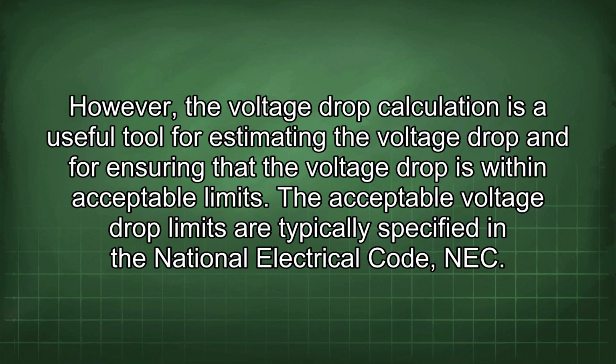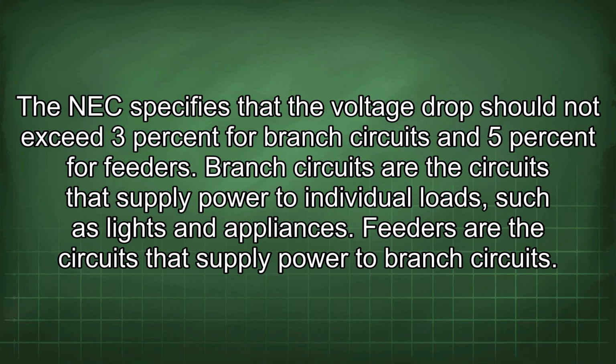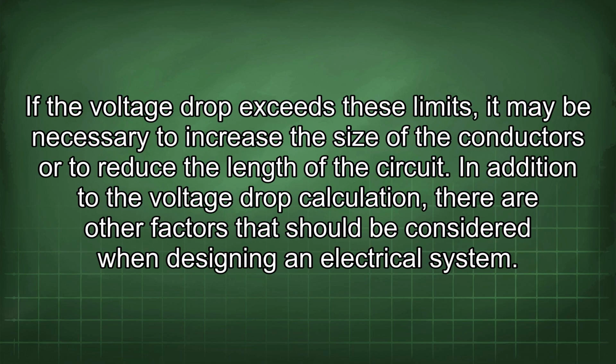The acceptable voltage drop limits are typically specified in the National Electrical Code (NEC). The NEC specifies that the voltage drop should not exceed 3% for branch circuits and 5% for feeders. Branch circuits are the circuits that supply power to individual loads, such as lights and appliances. Feeders are the circuits that supply power to branch circuits. If the voltage drop exceeds these limits, it may be necessary to increase the size of the conductors or to reduce the length of the circuit.